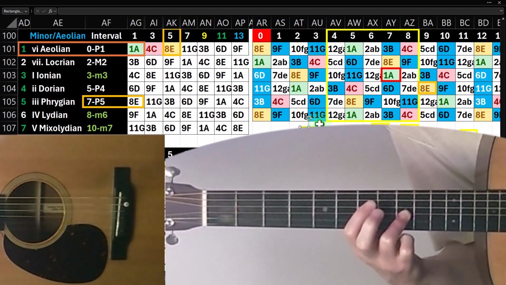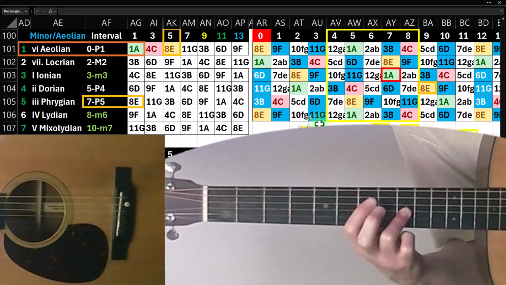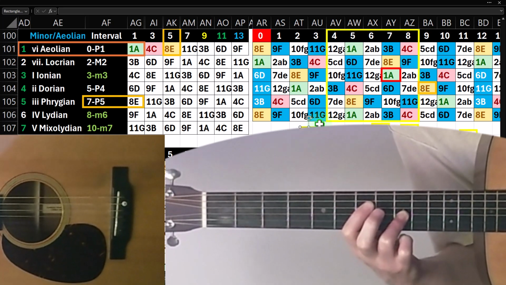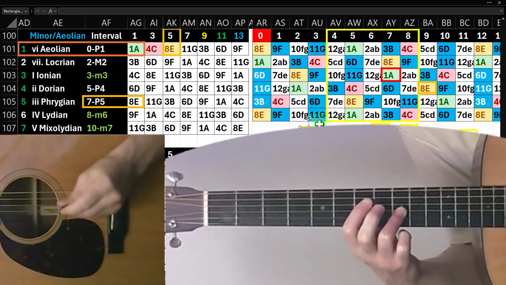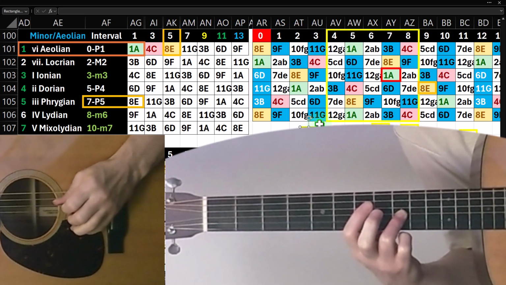So that one's possibly the most common one that we see, that you might see. And notice when you're doing that kind of power chord kind of thing, I can mute the string above it.